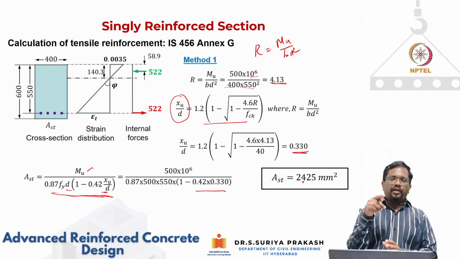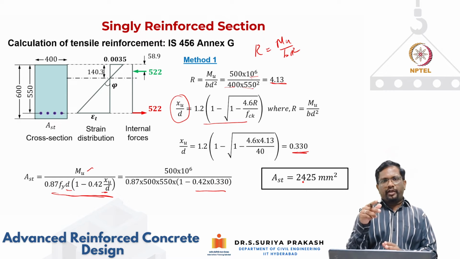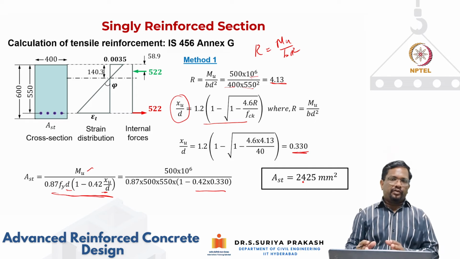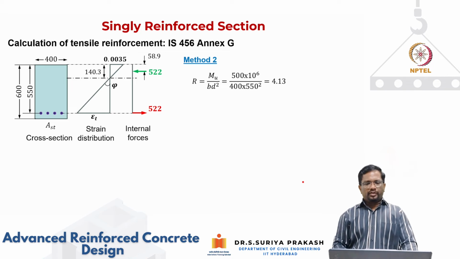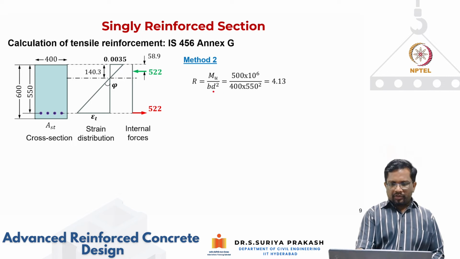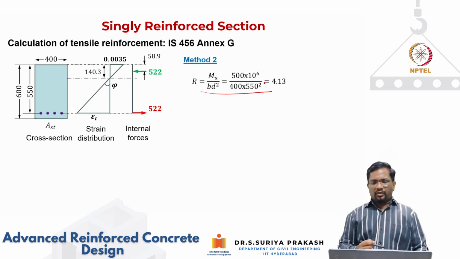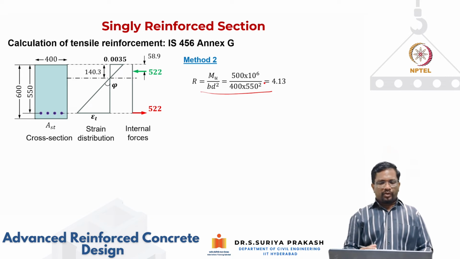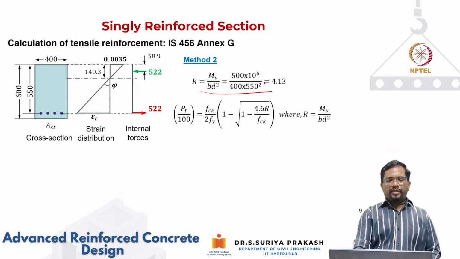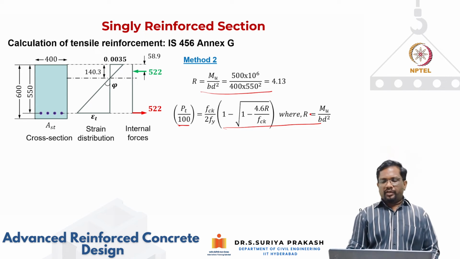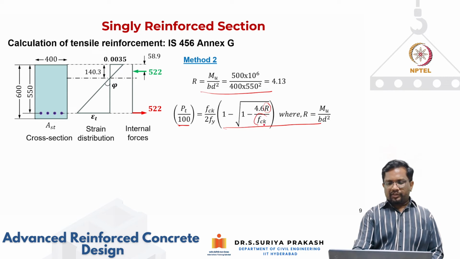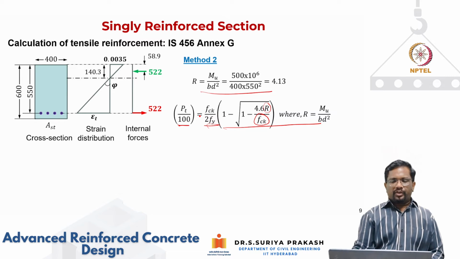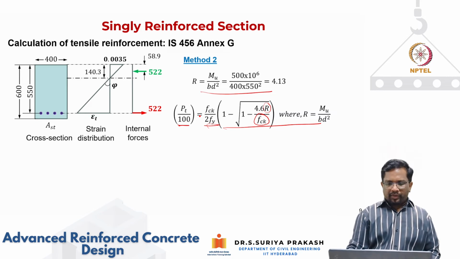So we can directly calculate your pt as a function of your moment demand, or in other words, as a function of your R. So let's see how we do. So this is the method. So we got your moment Mu by bd square as 4.13. Then a pt expression was given to you that was derived. Again, you can look at the previous part of the video. If you substitute R in this equation here, and fck is given to you and fy is known to you, you can directly find your pt for the particular moment demand.